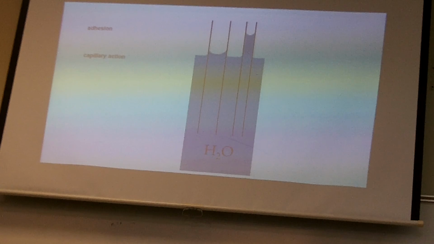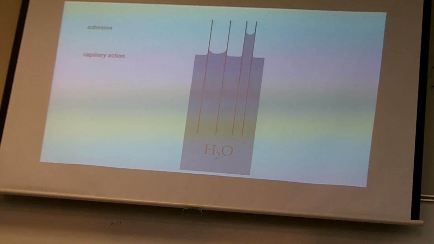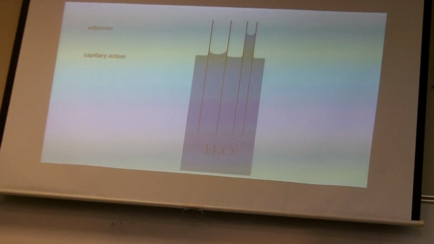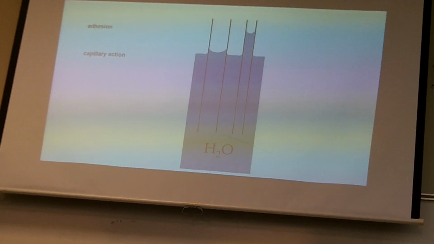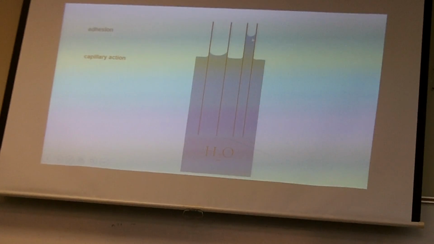There are tiny little tubes inside your body carrying water right now. You know what they're called? Veins. Veins and arteries, blood vessels. They're carrying blood, which is mostly water. And it helps the blood move through the tubes. The fact that the blood is attracted to the walls of the tubes helps it move.